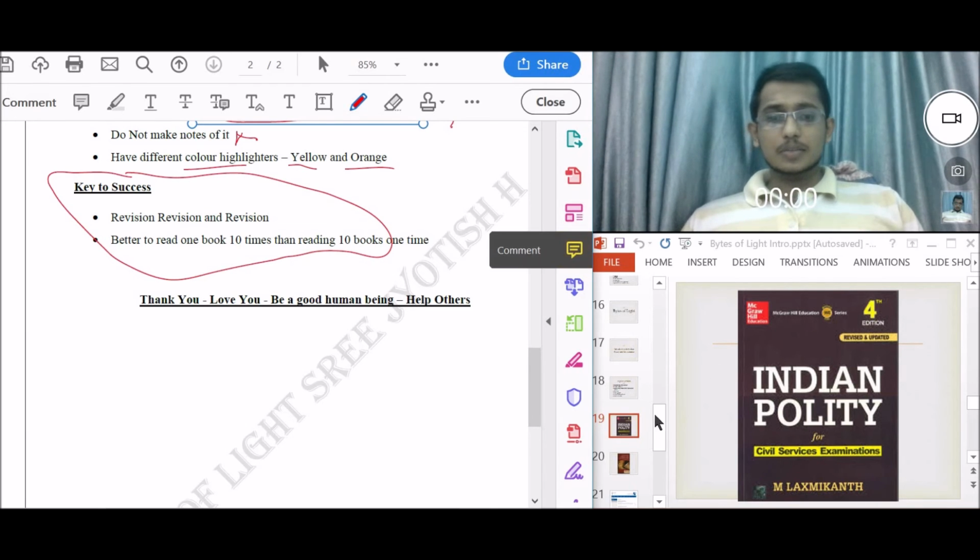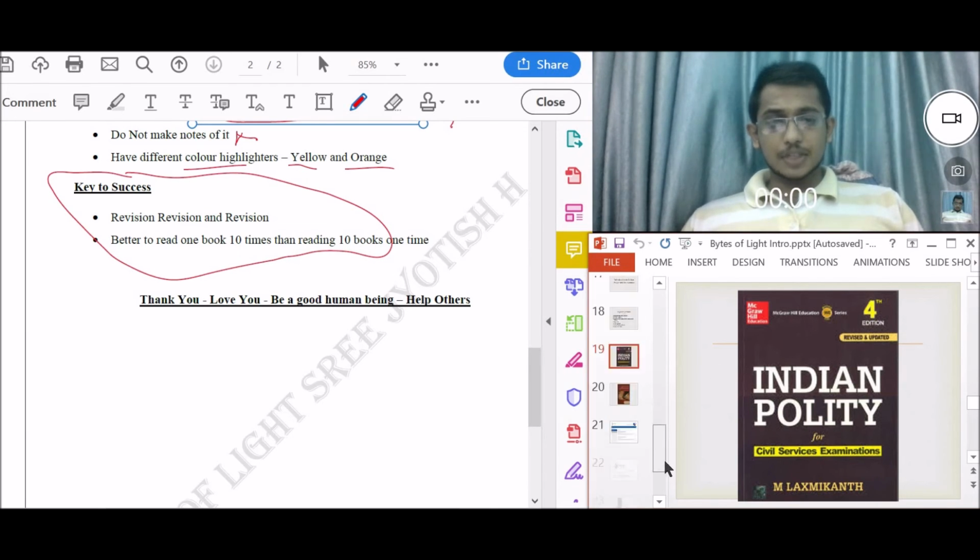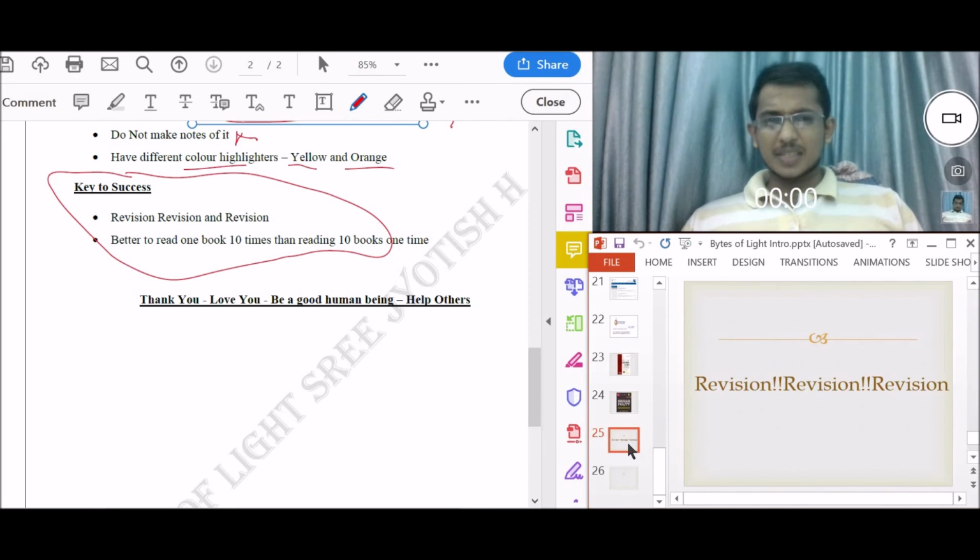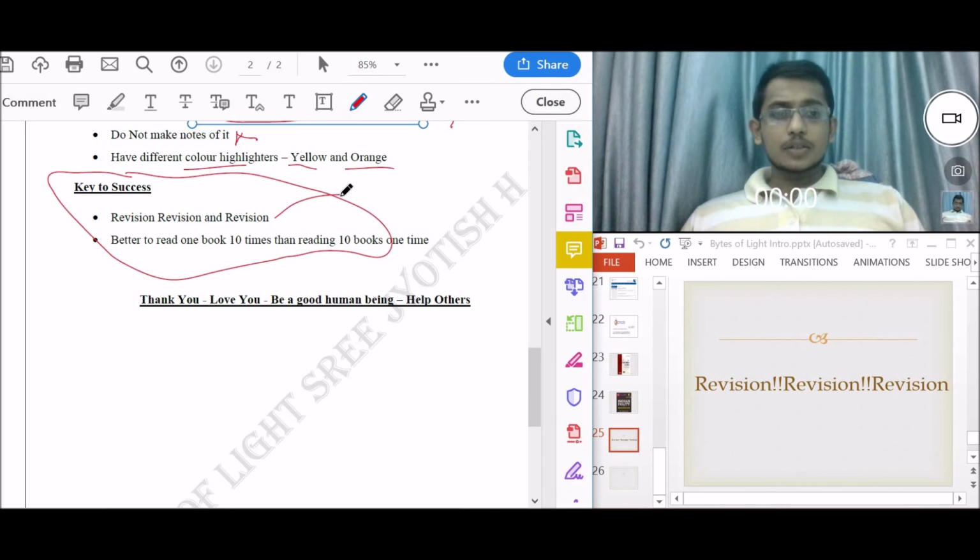So we have finished that, and the last one is nothing else, the key to success. It's nothing else but revision, revision, and revision. You'll have to revise it thoroughly, because it is very difficult to remember Indian polity, and the laws keep overlapping, so it is difficult. And it's better to read one book 10 times than reading 10 books one time.